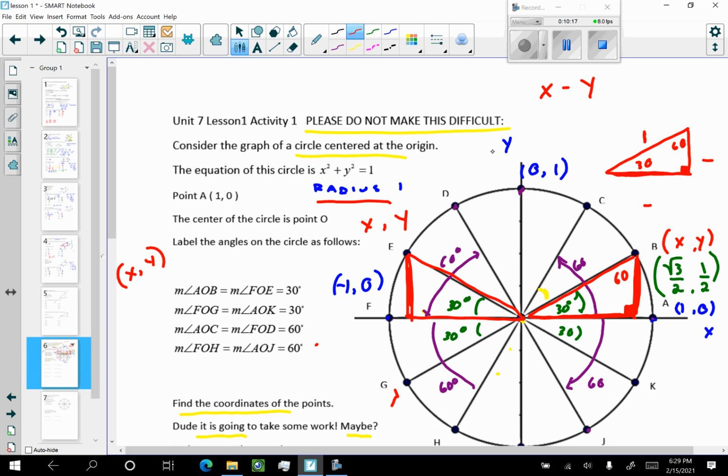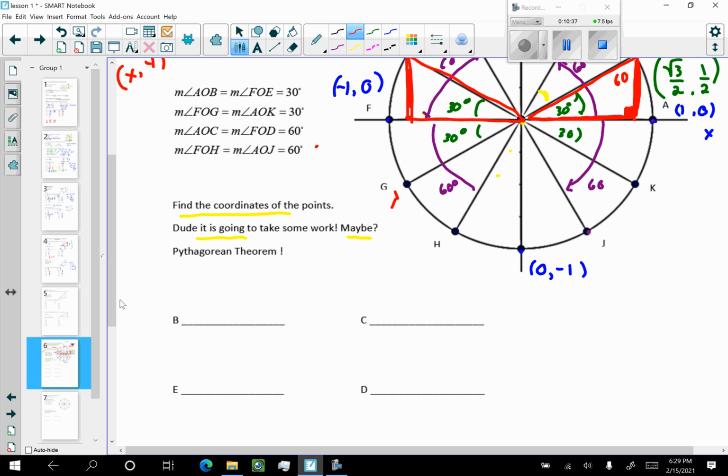This is quadrant 1. In quadrant 2, the x's are negative. Therefore, the point E is going to be negative square root of 3 over 2. The y is still positive because we're in quadrant 2. So I'm going to go right down here and fill out E. The coordinates will be negative square root of 3 over 2, comma 1/2. The coordinates of B, we found, were square root of 3 over 2, comma 1/2.